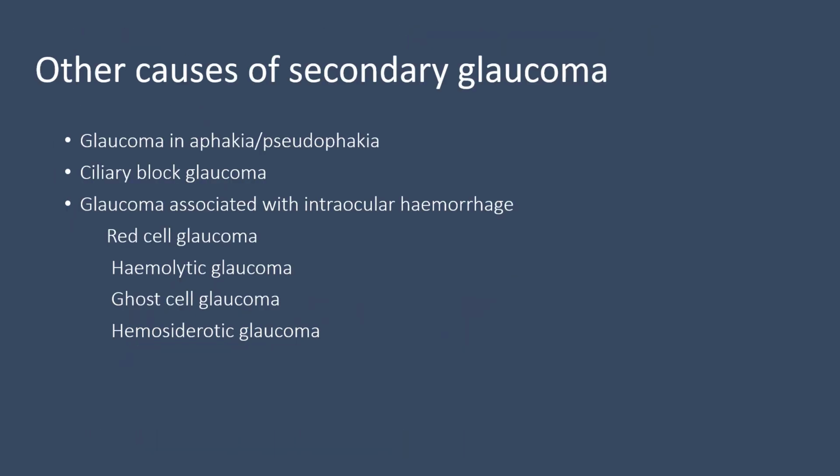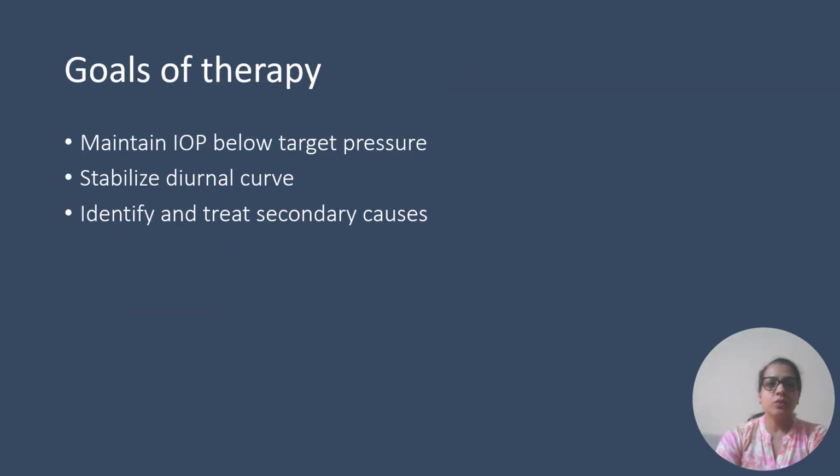Other causes of secondary glaucoma are glaucoma in aphakia and pseudophakia, ciliary block glaucoma, and glaucoma associated with intraocular hemorrhage like red cell glaucoma, hemolytic glaucoma, ghost cell glaucoma, and hemosiderotic glaucoma. So the goals of therapy are to maintain IOP below target pressure, to stabilize the diurnal curve, and to identify and treat the secondary causes, which is the most important thing.